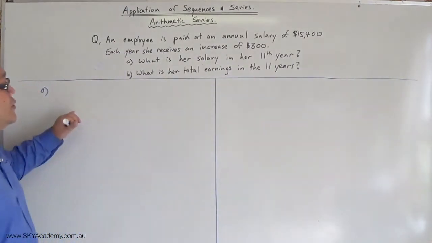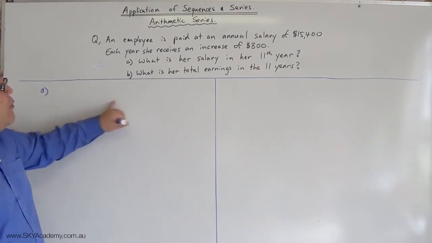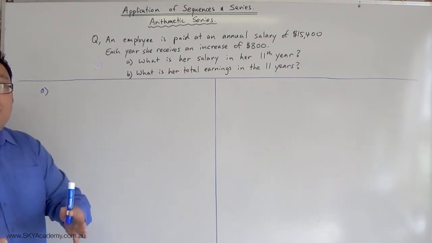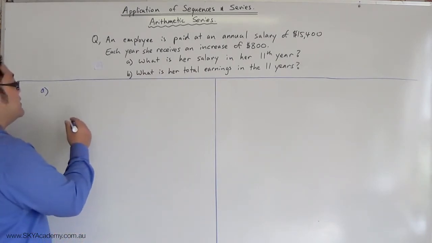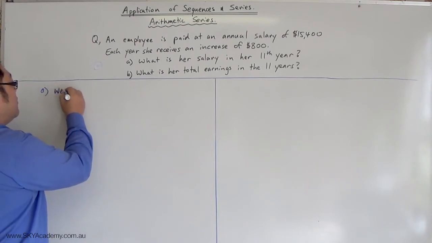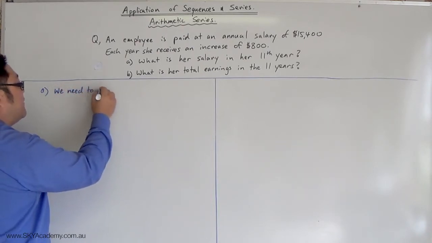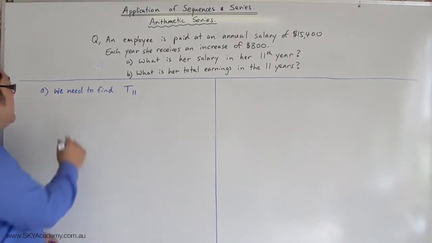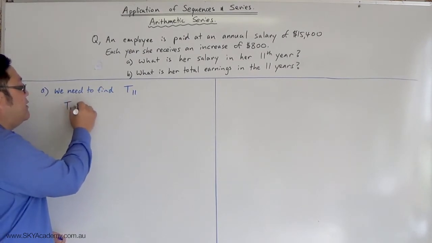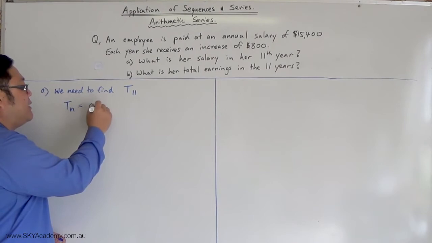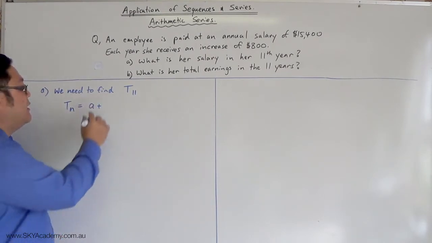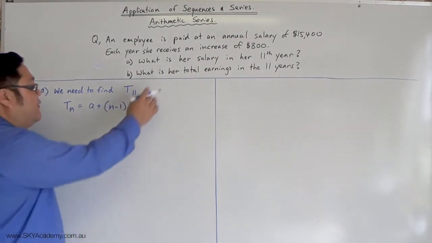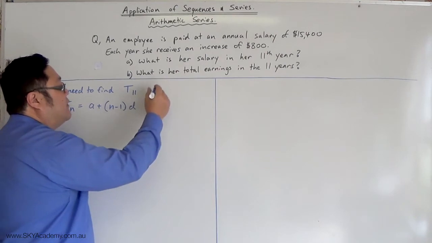So what I'm going to do is write out what we need to find. What is her salary in the 11th year? The 11th year would be the 11th term. So we need to find T11. Now, we know Tn is equal to a plus n minus 1 lots of d, and we'll need to remember this formula. And over here, we'll work out what each of the values is.